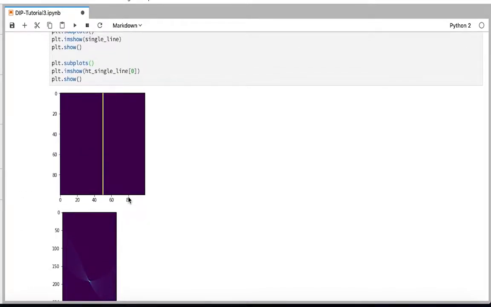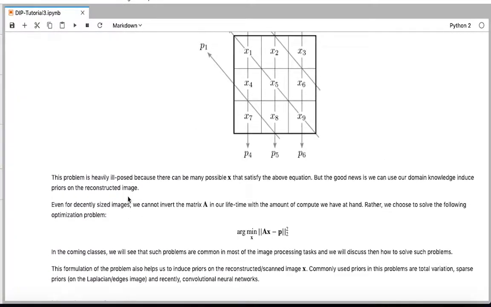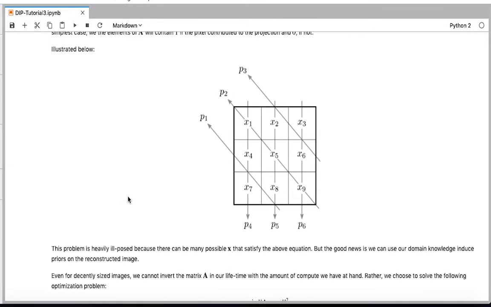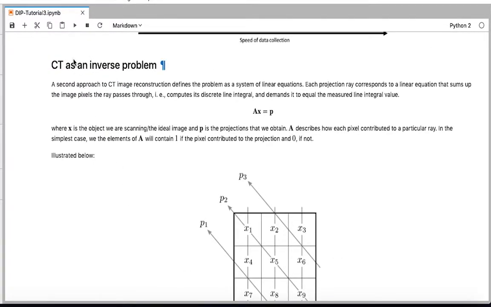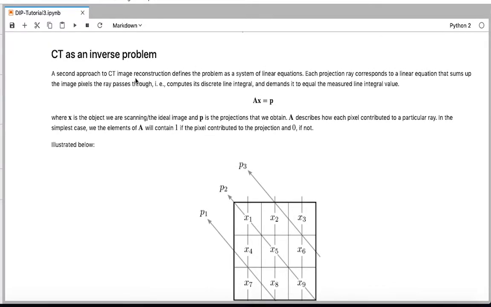I find CT particularly exciting because it's a really cool tool. And in the future we'll also see how to solve this with inverse problems, which is almost the state of the art. So if you have any questions, yeah. Okay, that's it.